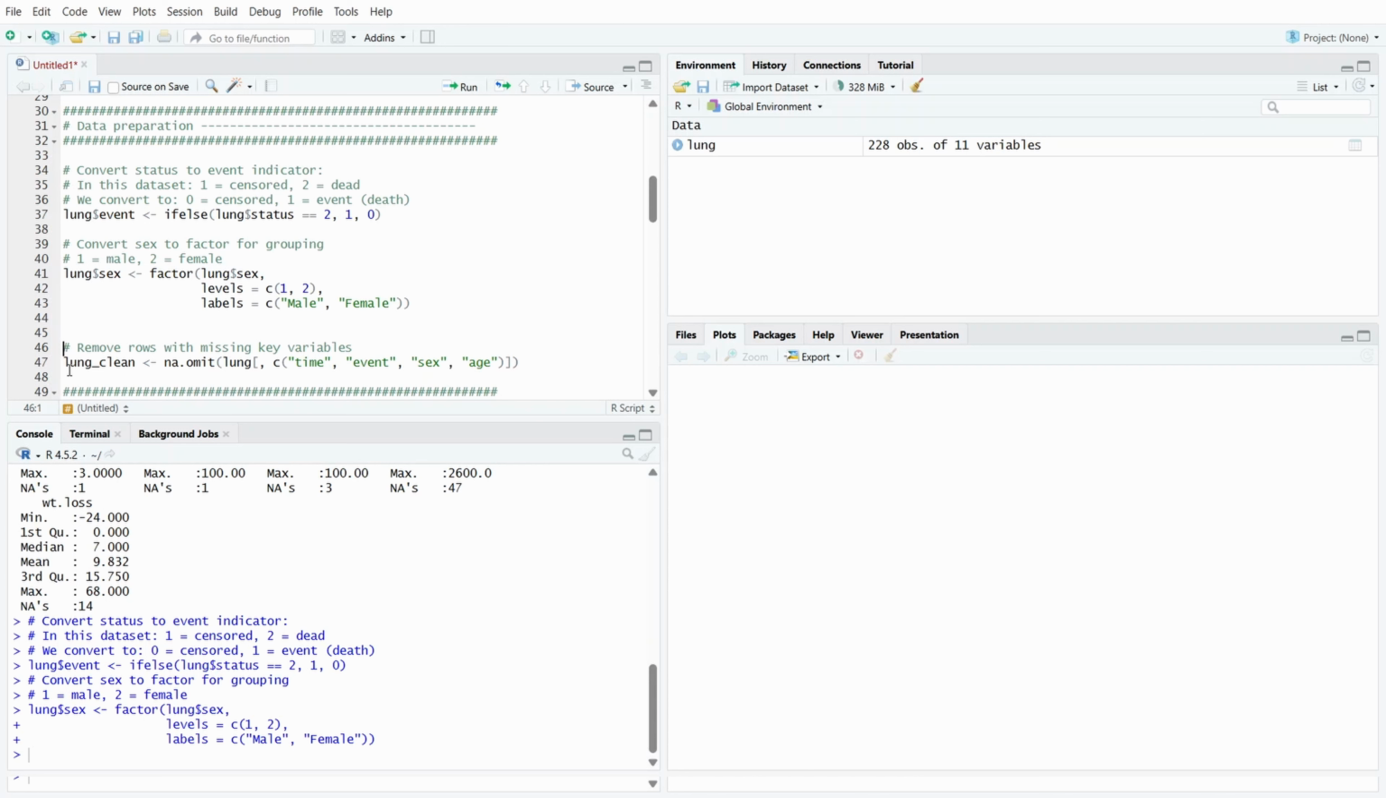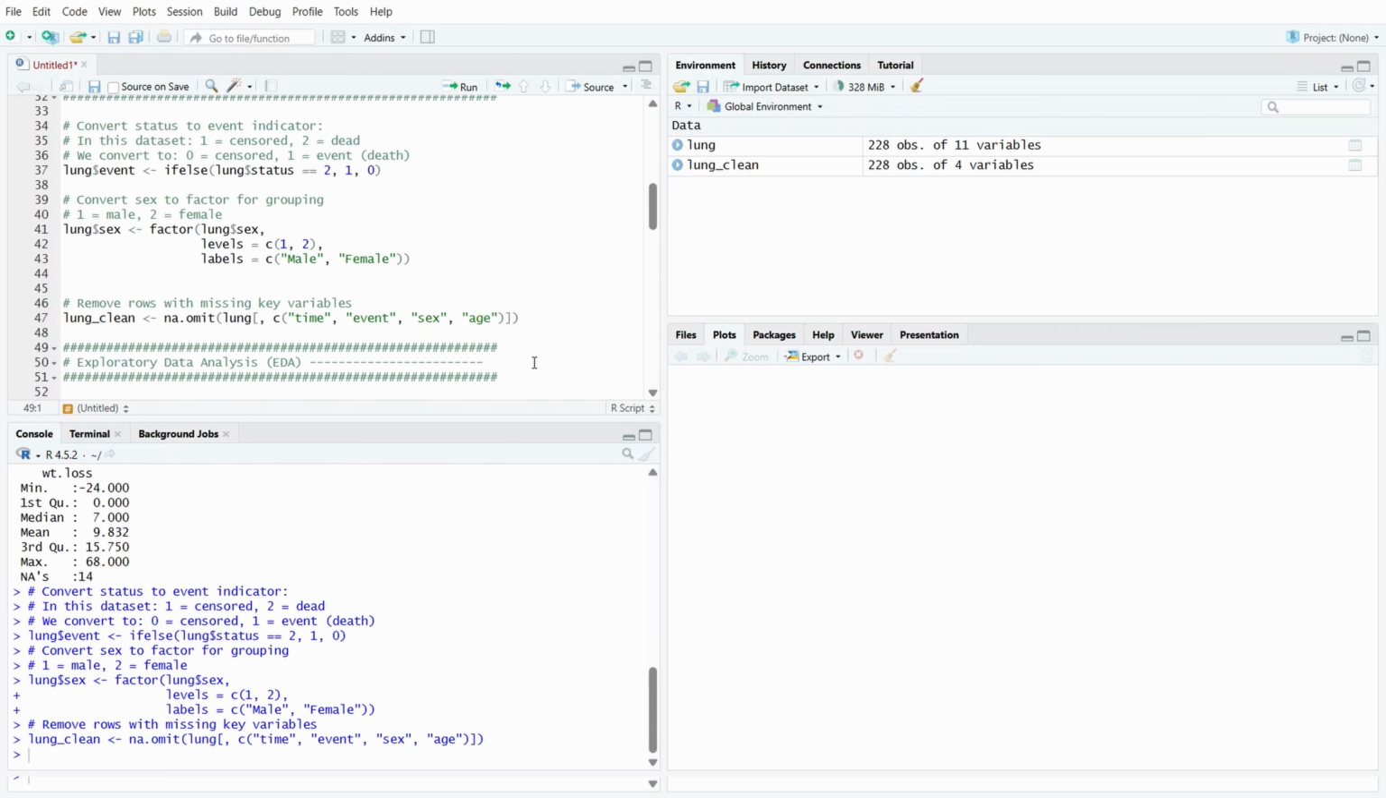Next, we create a new dataset called lung_clean. This is essentially a filtered version of the original dataset, where we're focusing only on a subset of variables and removing incomplete cases. First, we're selecting just 4 key variables: time, event, sex, and age. These are core variables typically used in survival analysis. Time represents survival duration. Event indicates whether the outcome occurred, and sex and age are basic demographic predictors.